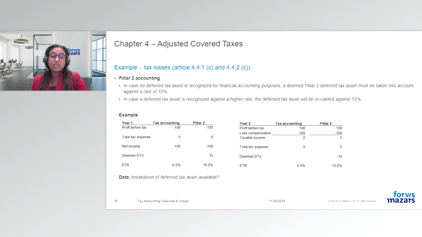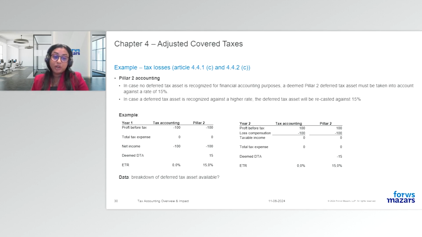So the good news is that under Pillar 2, it's not necessary to assess the future taxable profits, because under Article 4.4, paragraph C, a DTA for a loss must always be recognized. If in year 2, for financial accounting purposes, the DTA is reported because the recognition criteria are met, to avoid double count, deferred tax benefit is disregarded under Article 4.4.1, paragraph C. Because under Pillar 2, the DTA was already recognized in year 1.